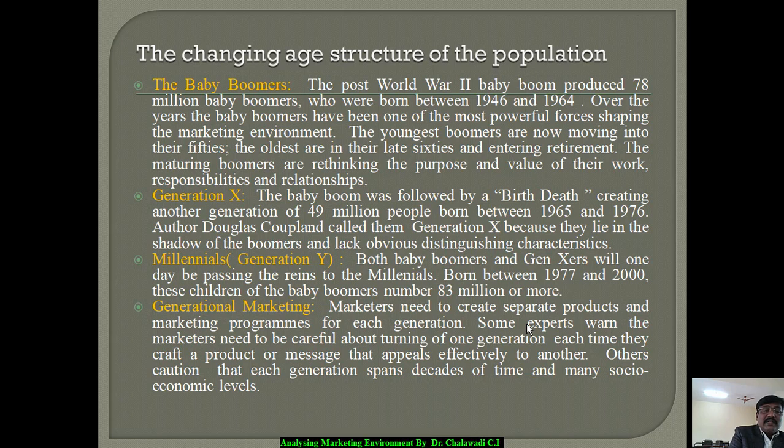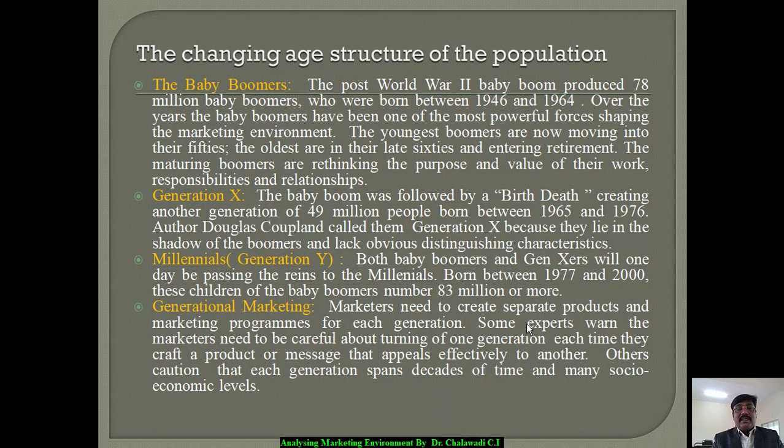And a very important thing is generational marketing. What is generational marketing? Marketers need to create separate products and marketing programs for each generation. The present marketing system is called generational marketing, based on the age structure of the people. The marketer has to create the market for the ultimate customers: baby boomers, generation X, generation Y.